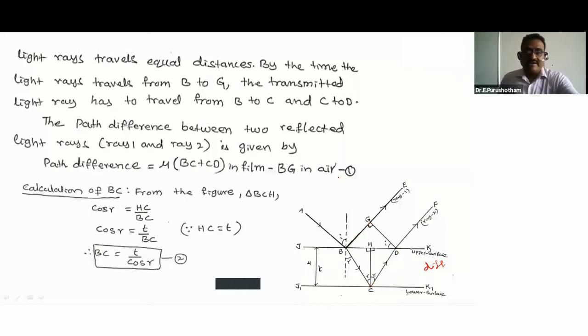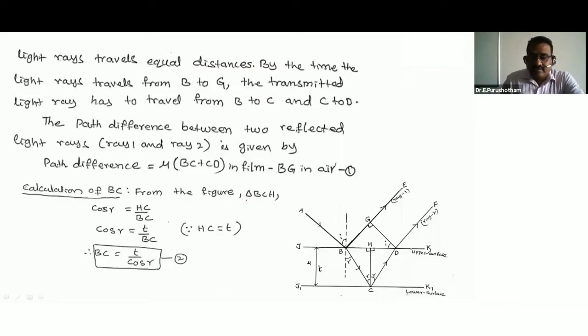Simply remember the path difference. The path difference between two reflected light rays, ray 1 and ray 2, is given by mu into BC plus CD in film minus BG in air. That is equation number 1.